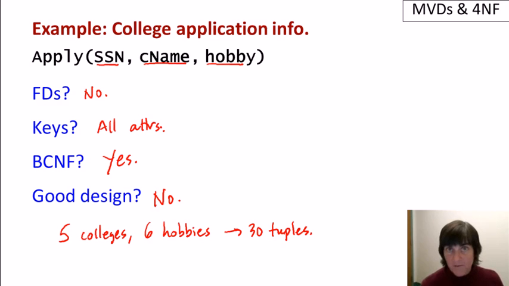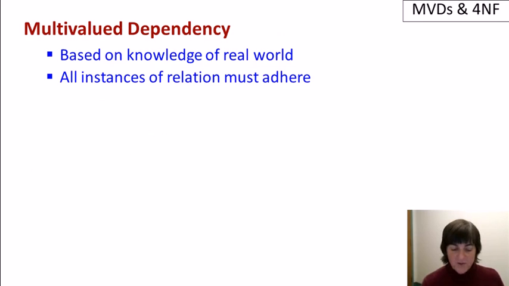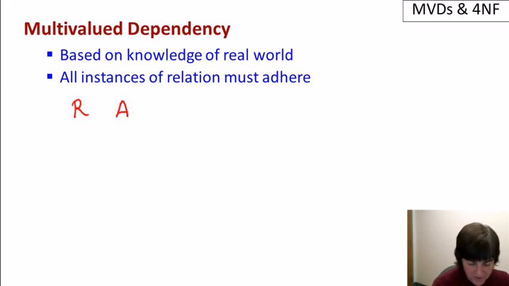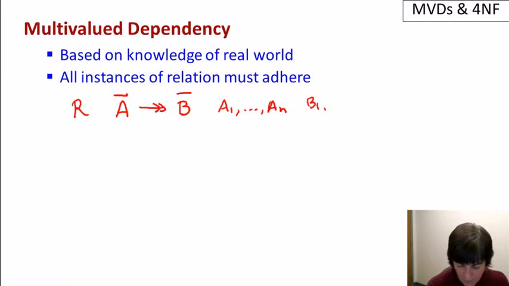And now let's get a little bit more formal. Like functional dependencies, multivalued dependencies are specified based on knowledge of the real-world constraints on the data being captured, and all instances of a relation with a multivalued dependency must adhere to the dependency. Now let's define exactly what a multivalued dependency is. For a relation R, we write a multivalued dependency using a double-headed arrow, and we say A multi-determines B, again with A and B possibly being sets of attributes. So that would be A1 through AN and B1 through BM, which I'm abbreviating with A bar and B bar.